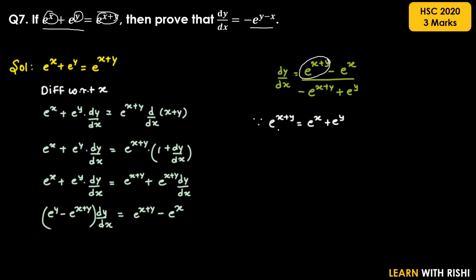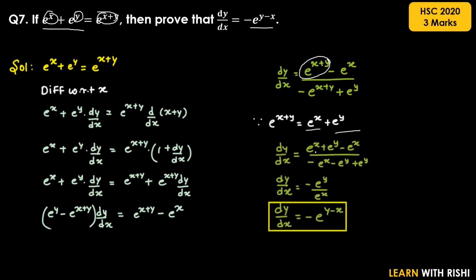So we'll substitute in the place of e raised to x plus y, e raised to x plus e raised to y. So we'll get here e raised to x plus e raised to y minus e raised to x upon, again here minus of e raised to x plus e raised to y. So after opening the brackets, we'll get minus e raised to x minus e raised to y plus e raised to y. Now this plus e raised to x minus e raised to x gets cancelled.